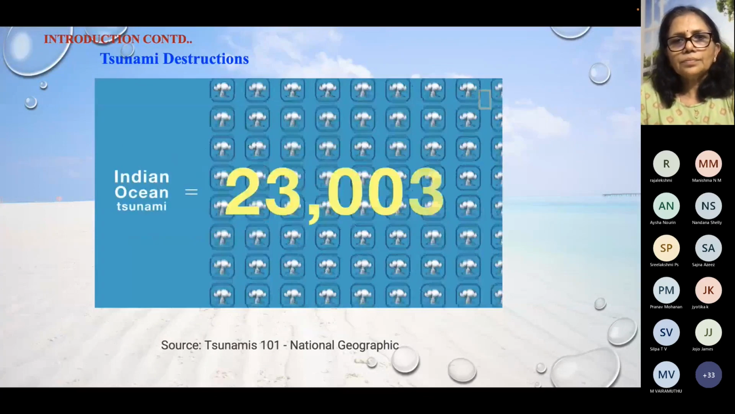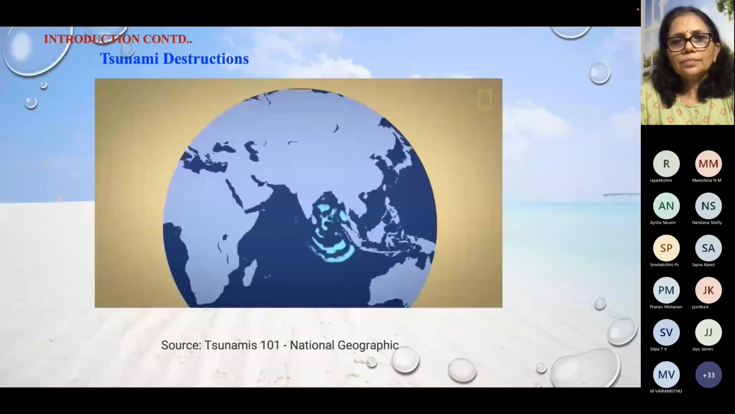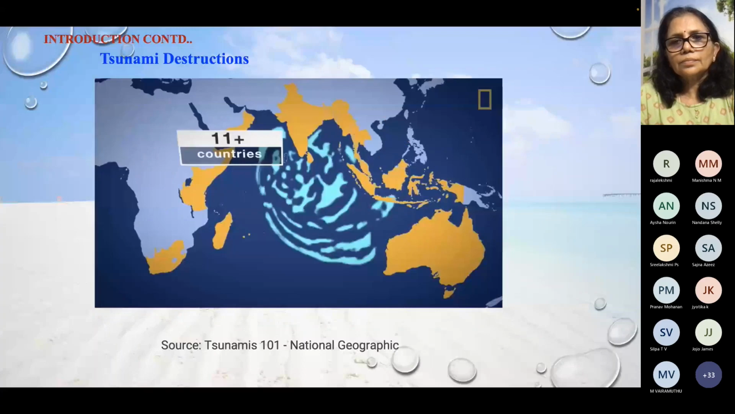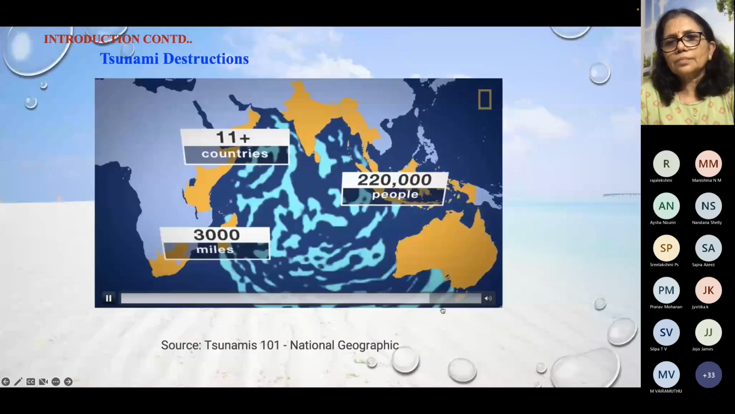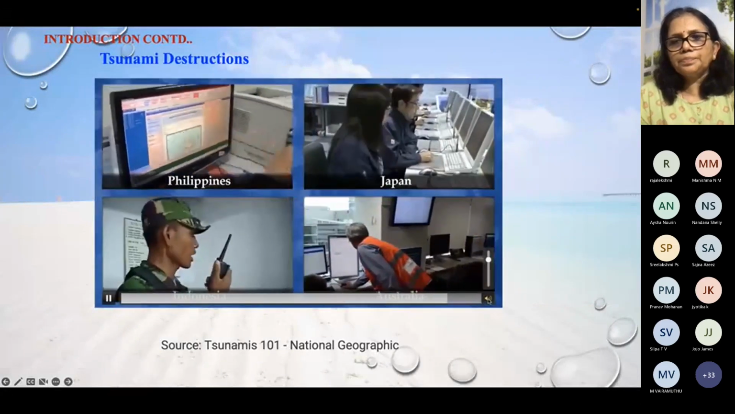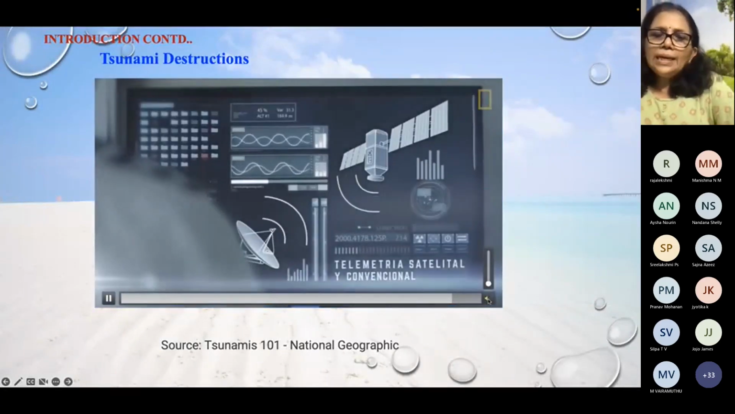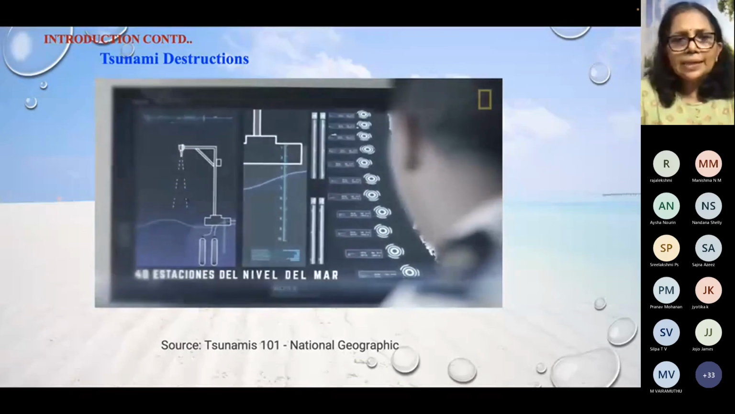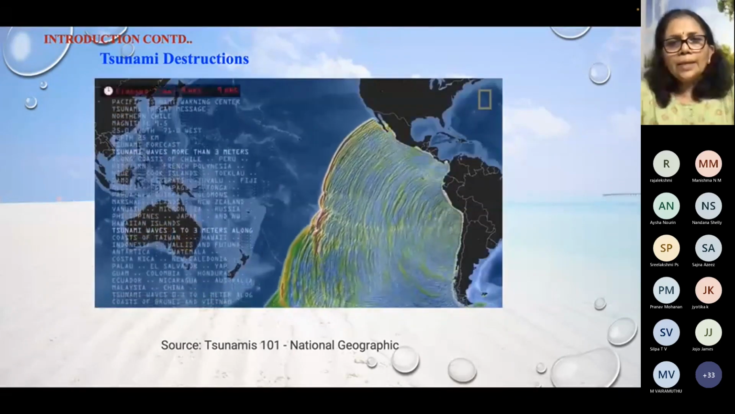This caused the tsunami to form and then travel at the speed of a jetliner, reaching over 11 countries, traveling over 3,000 miles, killing more than 220,000 people. Because they can strike so quickly with such deadly force, tsunami warning centers around the globe are on. So the only consolation is that there is technology in that.